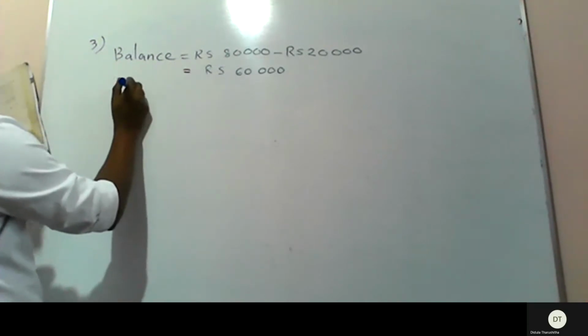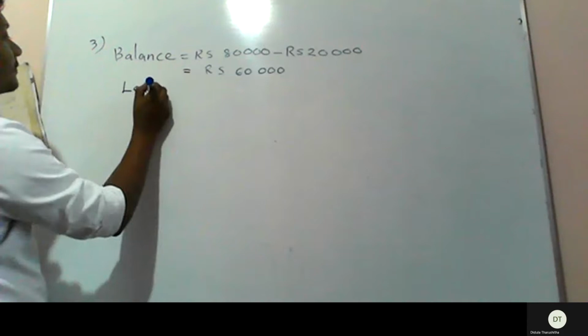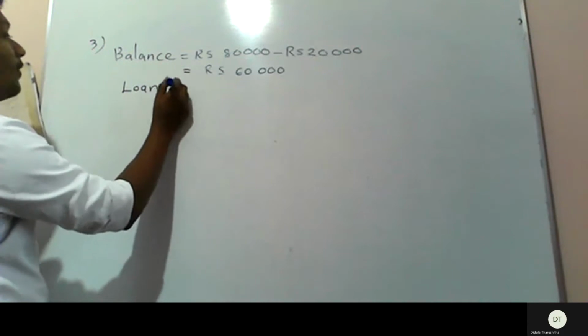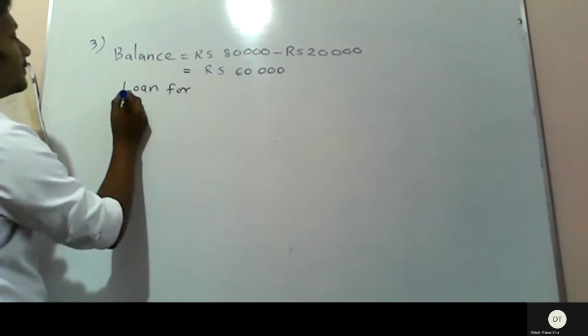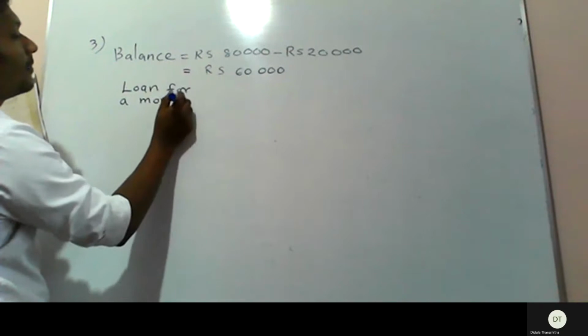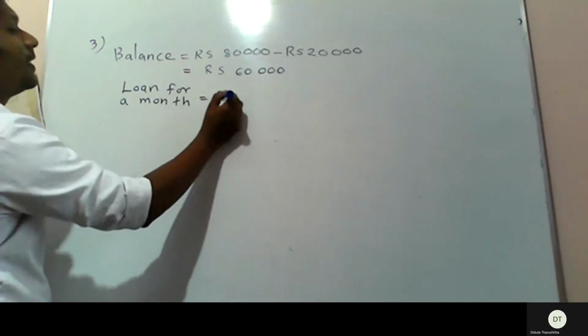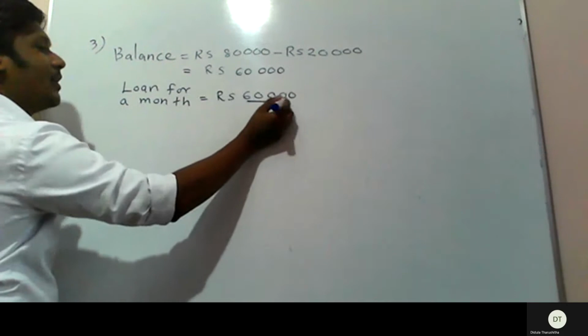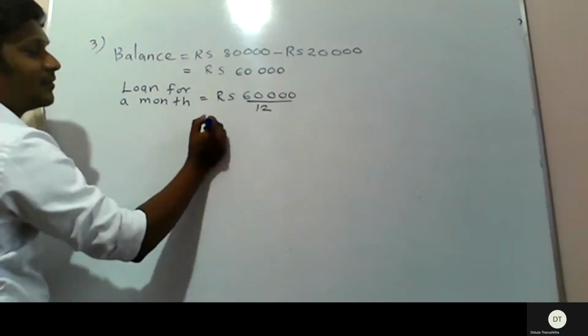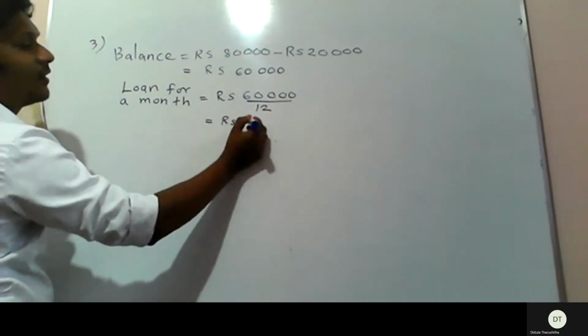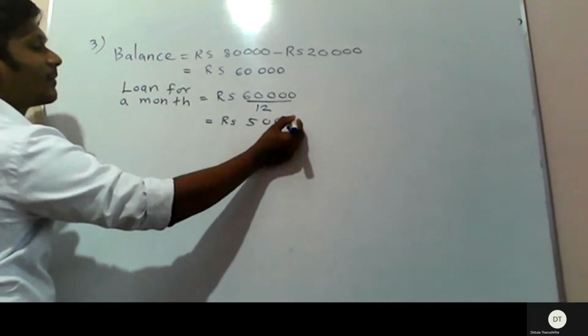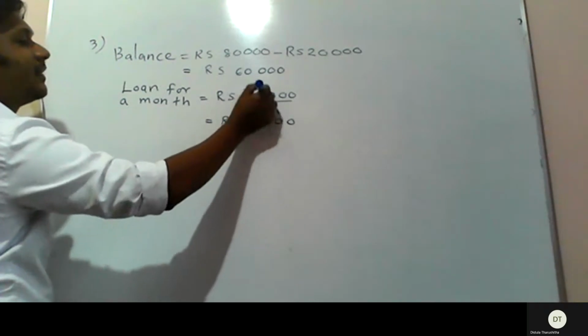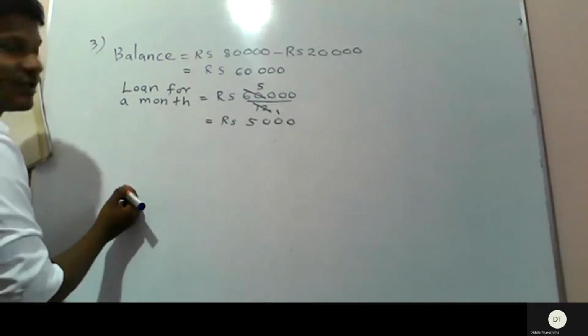Next, what is the loan for a month? Loan for a month: rupees 60,000 divided by 12, because 12 equal months. Rupees 5,000.